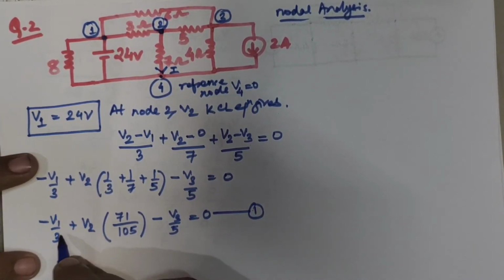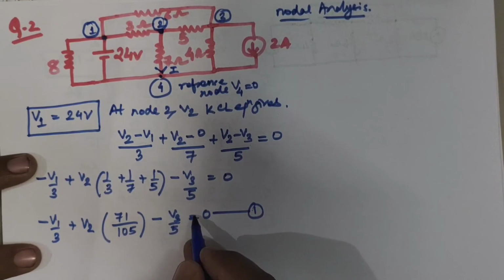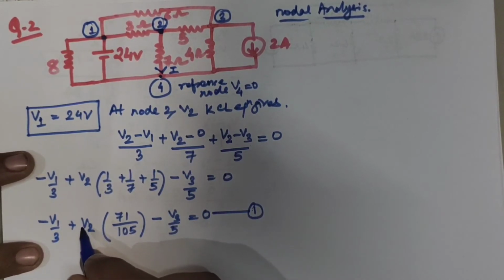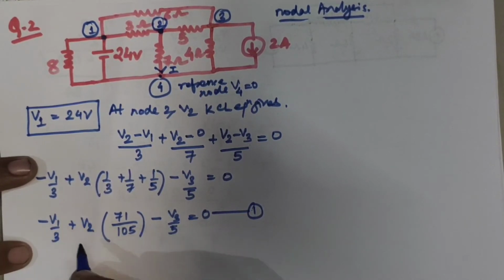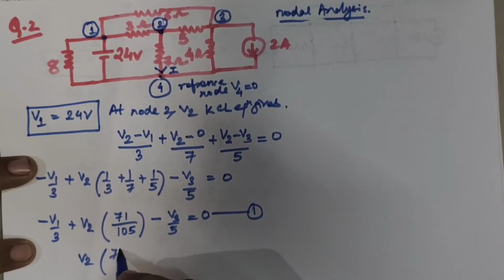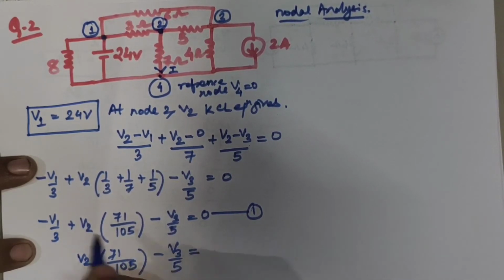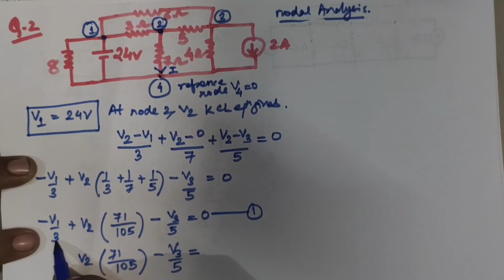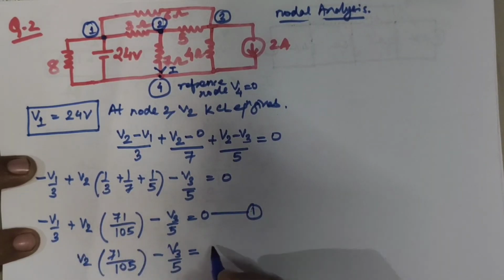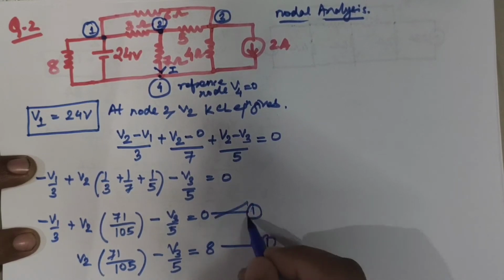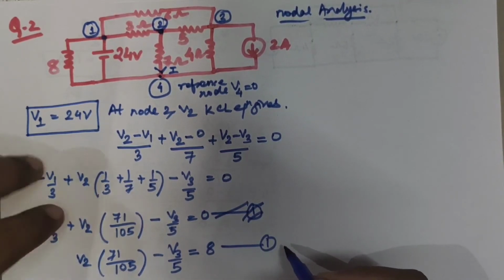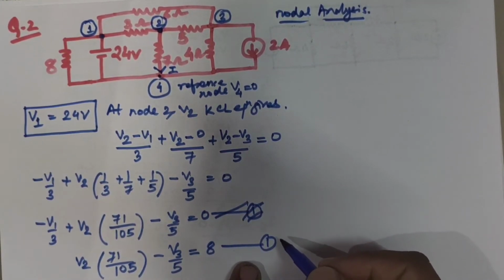We can solve this equation further by putting the value of V1. So it will be V2 times 71 by 105 minus V3 by 5 equals to minus 24 by 3, that is minus 8. Shifted to the right hand side, it is plus 8. So we write this new equation as equation number 1.